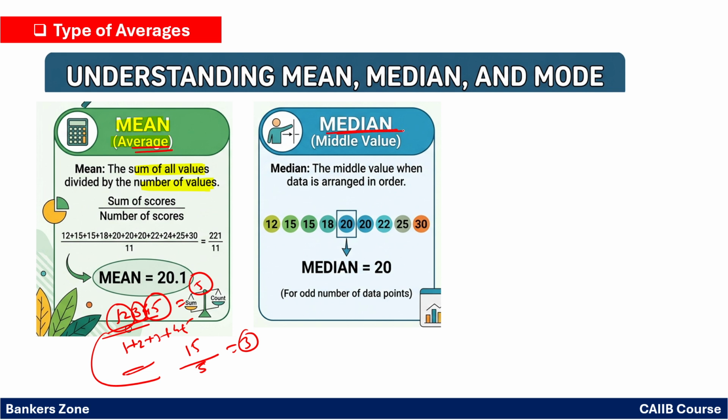Next is median. What is median? The literal meaning of median is that which divides things into two parts. So always remember, median is simply the middle value. When data is arranged in a particular order, ascending or descending, you will get the middle value. If you arrange the data in increasing order, the middle value will be the median. For example, these are 8 numbers. Leave the 4 at the left side, leave the 4 at the right side. The middle value is the median.